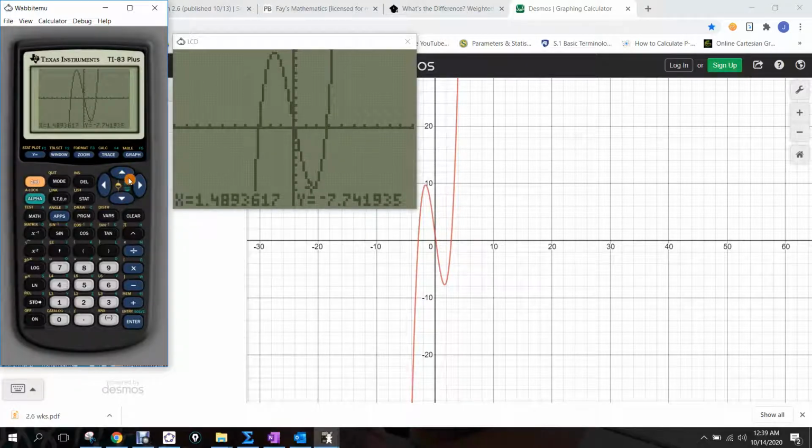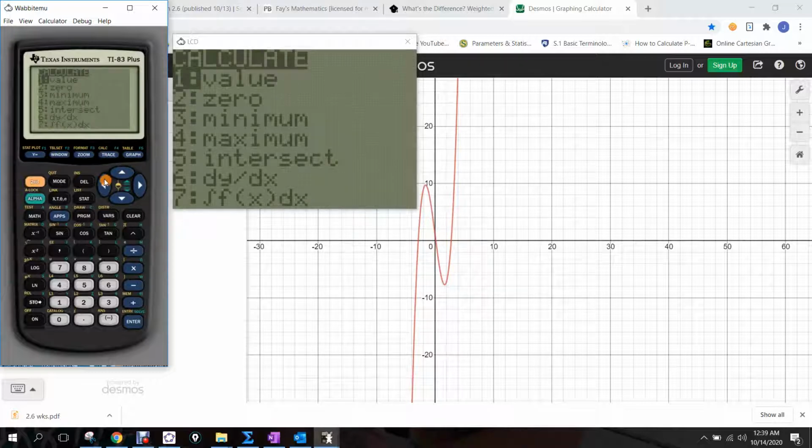That's due to the pixels and all that kind of stuff. These are just estimates, okay? They're not really good solutions. What I need to do is go second, hit the trace button, which is actually going to take me to the calc tools.